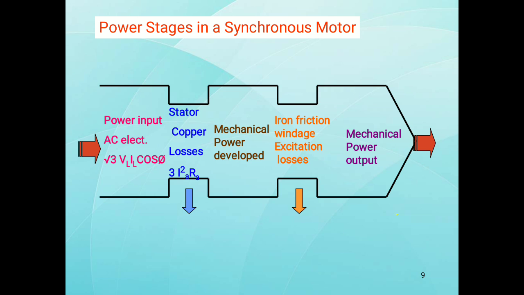So here we are giving electrical input and getting mechanical output. The losses are stator copper losses and the iron, friction, windage and excitation losses. And the mechanical power developed is after the stator copper losses. So this is the power flow diagram.